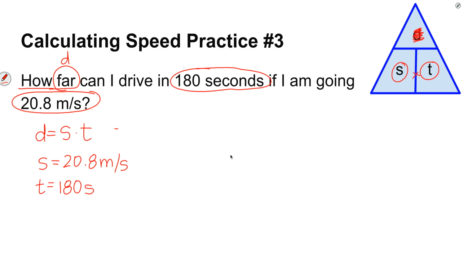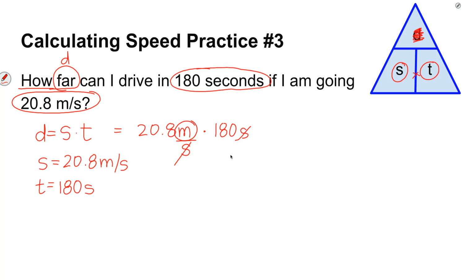Now we're going to plug it in. When I write my units, I'm going to put my M on top and my seconds on the bottom. Because remember, I can cancel if something's top and bottom. Okay, now I'm going to multiply it by 180 seconds. And I have seconds on the top, seconds on the bottom, and I'm left with meters.